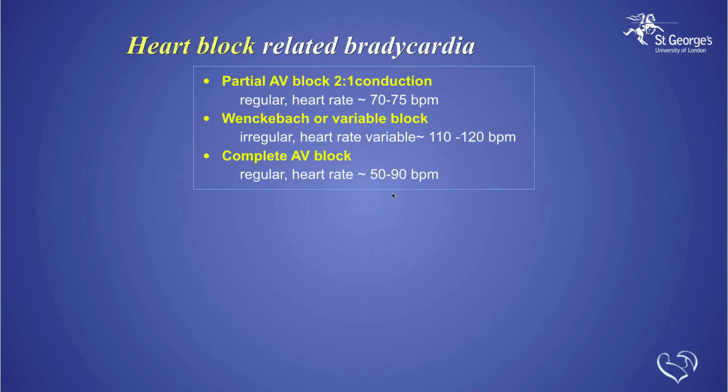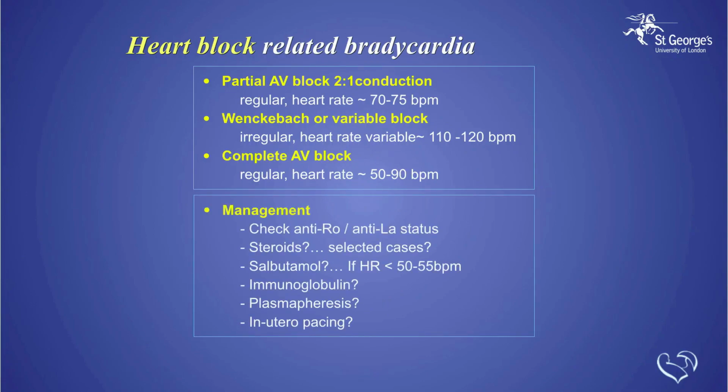And complete heart block is a wide range here. As I said, I've seen complete heart block with a heart rate of 90 and as low as 40. The management, if it is block, pathological block, is obviously completely different. That's crucial to make the difference. You have to check maternal anti-Ro, anti-La status. I'm not going to go into the details here.